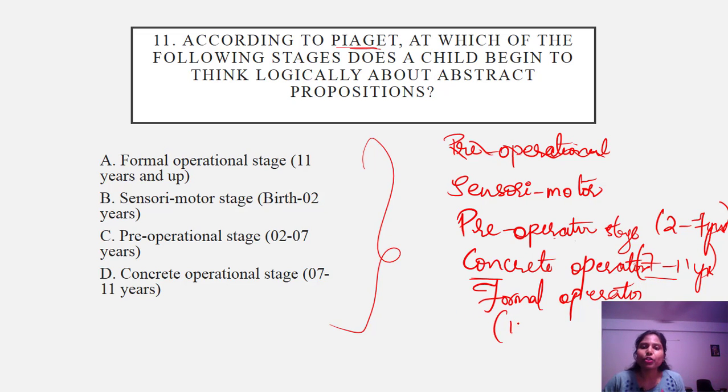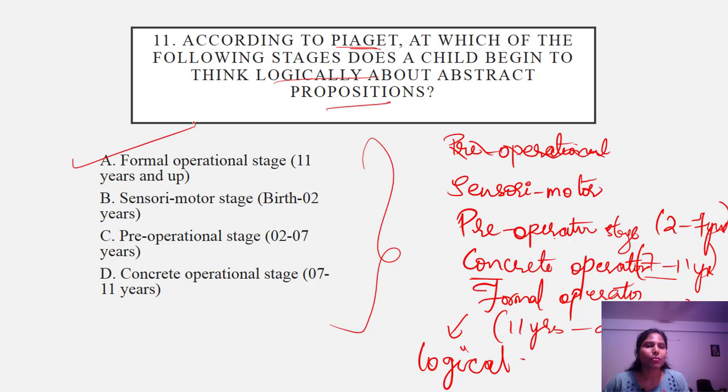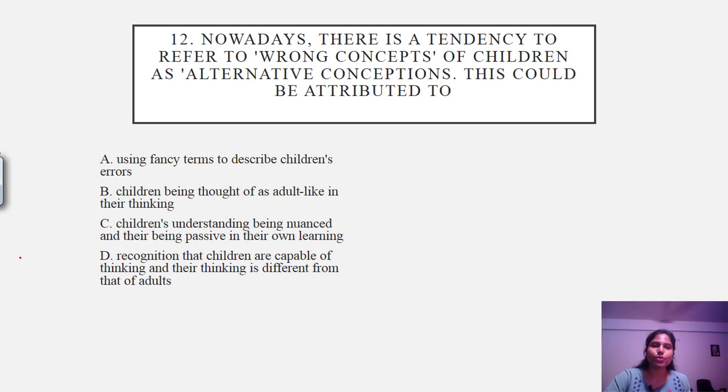But when coming to the formal operational stage, which lasts from 11 years and more, a child is able to understand abstract things. Abstract in the sense that they will be able to understand logical things. This is what our question is about. Thinking logically about abstract propositions will actually start in the formal operational stage, around 11 years and more. Let me read the question again. According to Piaget, at which of the following stages does a child begin to think logically about abstract propositions? Yes, it is the formal operational stage without any doubt.